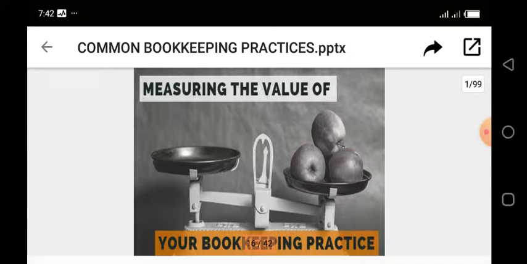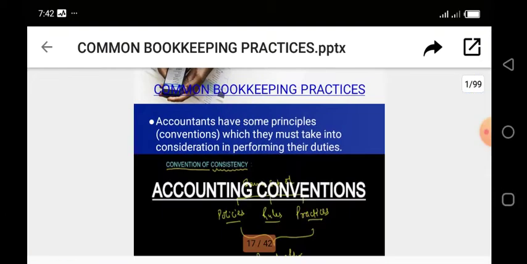Remember, for every profession, there are ethics and practice that go along with it, be it a doctor, a lawyer, even a teacher. There are rules and regulations that guide these professions. So also in bookkeeping, there are laws and regulations that guide this practice. We'll be looking at those laws and regulations. They are called accounting conventions. Take note of that.